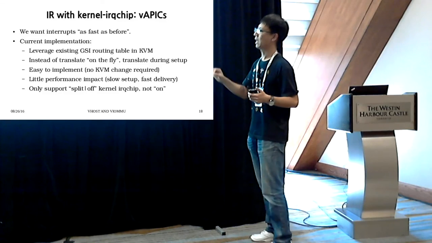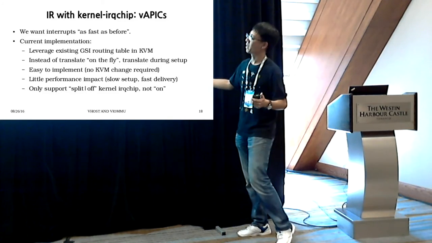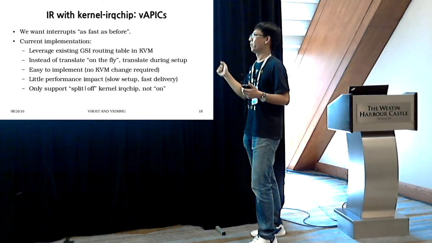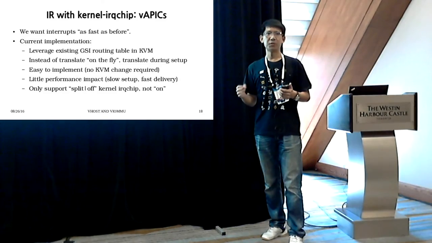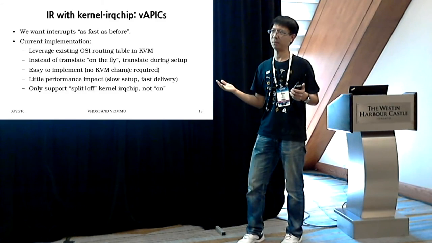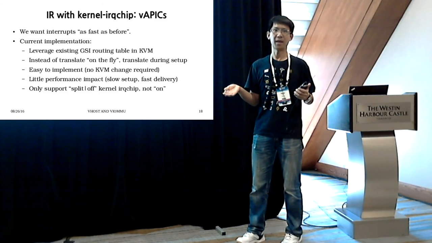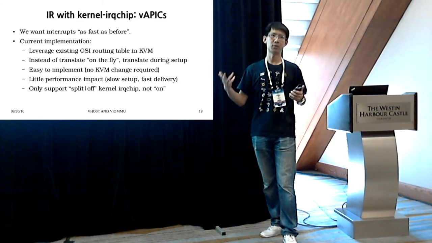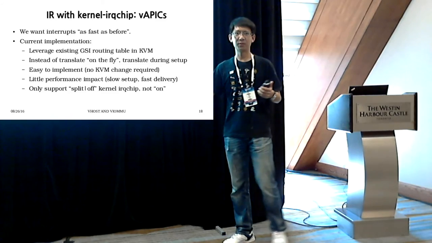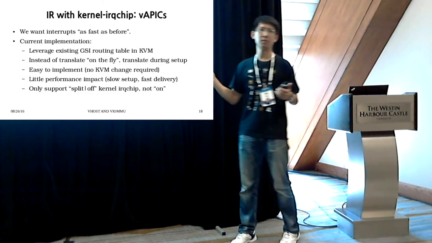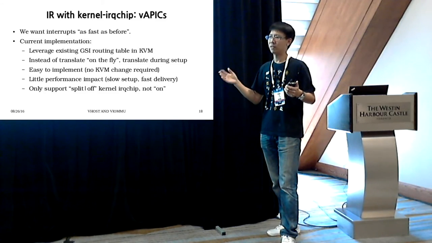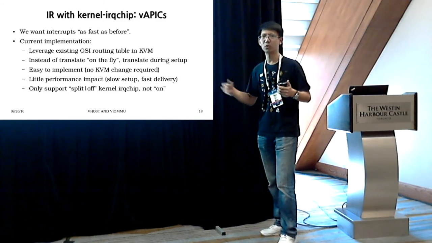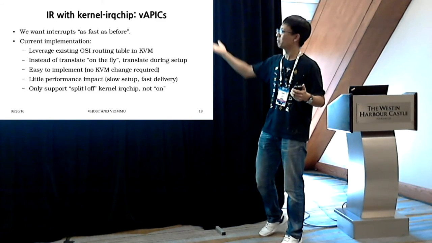The previous slide talks about how interrupt remapping works. And this slide talks about how to make it faster, which is to support vAPIC. The thing is quite simple, because we have something called the GSI routing table in KVM. As far as I understand, it's an interrupt cache inside the kernel, so that we can have interrupts delivered totally inside the kernel without trapping into QEMU user space. And this is quite good for implementing interrupt remapping for vAPIC, because the thing works quite similarly here. What we need to do to translate the message is just to put a translated message into the routing table.